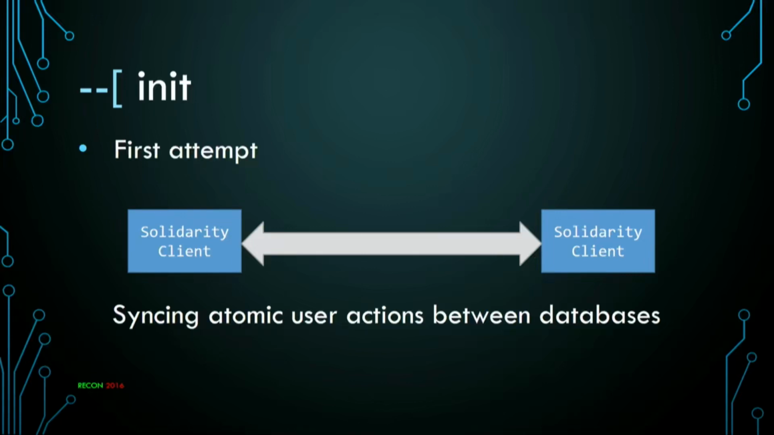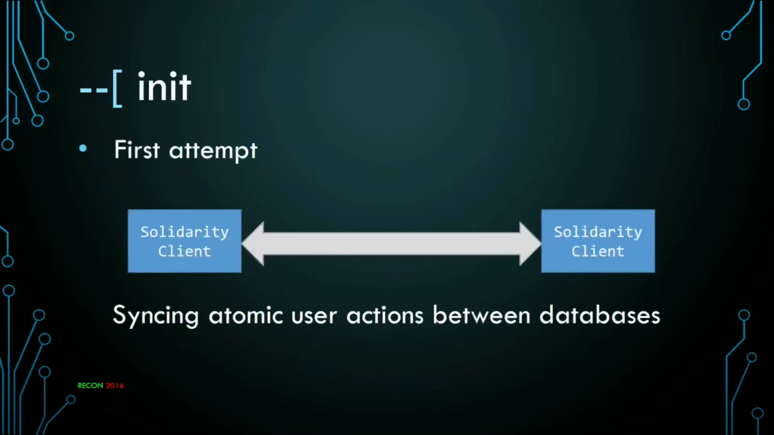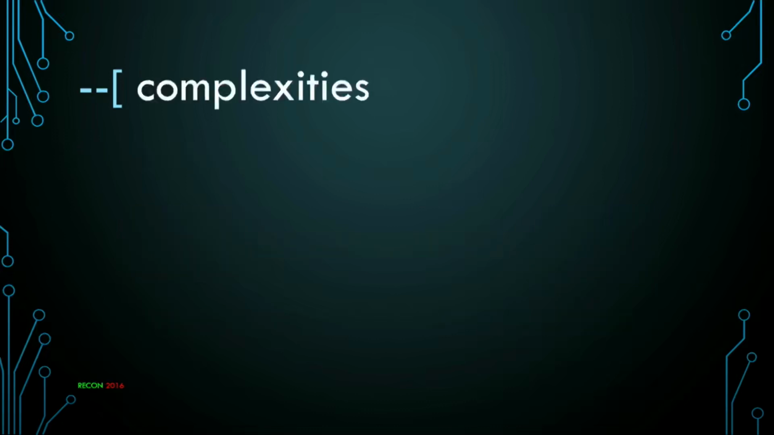And so syncing atomic user actions between databases, that is actually really easy if you put in some time and effort. But then, and this is just between 2 databases, or two users, right? You just both load the same database, and both are like, all right, let's type in each other's IPs and connect. And that wasn't hard. But there is a lot of added complexities.